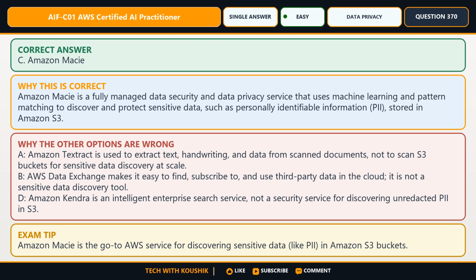Check why each remaining option is not the best fit. A. Amazon Textract is used to extract text, handwriting, and data from scanned documents, not to scan S3 buckets for sensitive data discovery at scale. B. AWS Data Exchange makes it easy to find, subscribe to, and use third-party data in the cloud. It is not a sensitive data discovery tool. D. Amazon Kendra is an intelligent enterprise search service, not a security service for discovering unredacted PII in S3. Use this elimination rule in the exam: Amazon Macie is the go-to AWS service for discovering sensitive data, like PII, in Amazon S3 buckets.